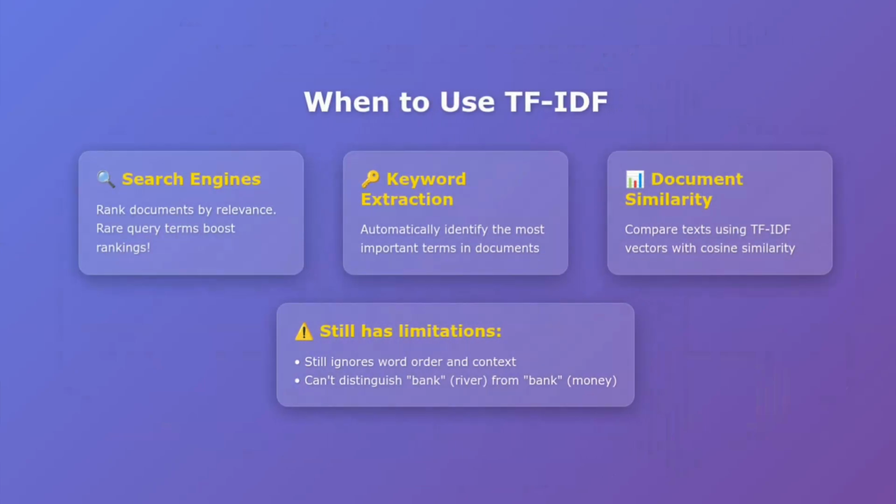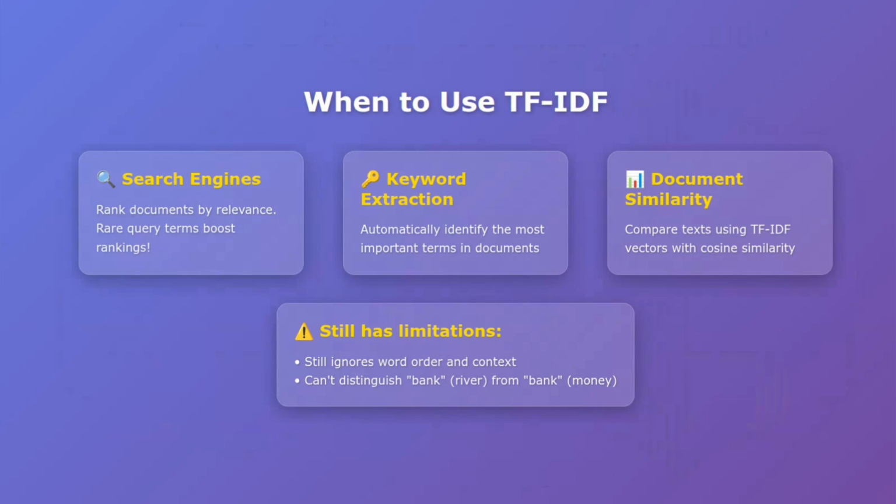So when should you reach for TF-IDF? It's absolutely essential for search engines. When you Google something, TF-IDF helps rank documents. Pages that contain rare query terms get boosted in the rankings. It's also perfect for keyword extraction. Want to automatically identify the most important terms in a document? TF-IDF scores tell you exactly that. And for document similarity, comparing text to find related content, TF-IDF vectors work beautifully with cosine similarity.